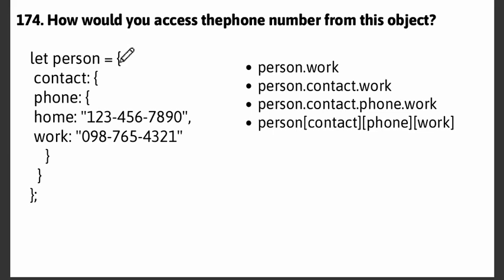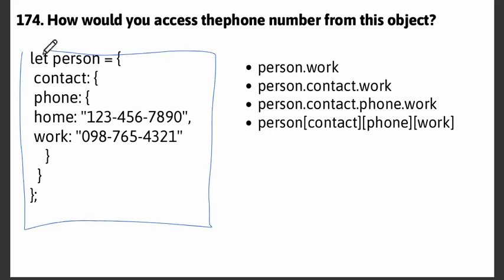So you can see that there is a code given. There is an object named person, and inside the person object there is another object with the name contact and phone. And you can see that inside the phone object I have given two properties, home and work with values. So these two are the properties. And we have been asked how would you access the telephone number from this object.